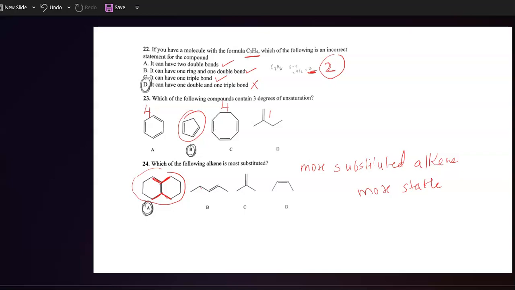Here, this one is a tetrasubstituted alkene. This is only 2 R groups, so it is disubstituted. Here again, we have only 2 R groups. This is also a di. And this one also has only 2 R groups, so that's also a di. So the one which has the most substitution is the tetra, and that will also be the more stable alkene.